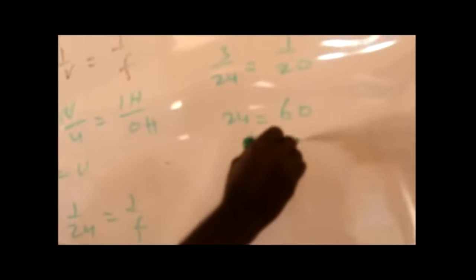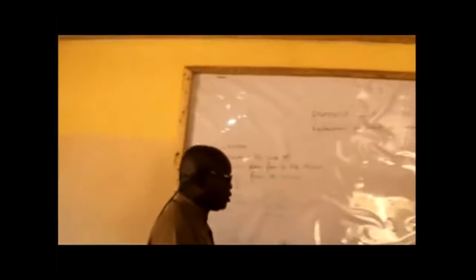Cross multiplication: 2u is equal to 60, so u is equal to 30. So the object is 30 cm from the mirror. How far is the object from the mirror? It is 30 cm from the mirror. Okay, another question.